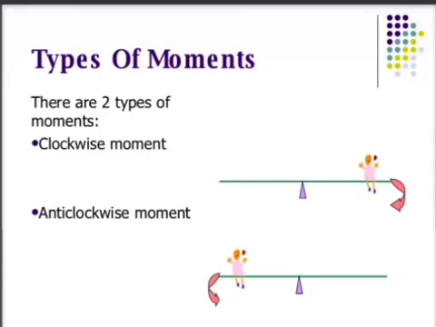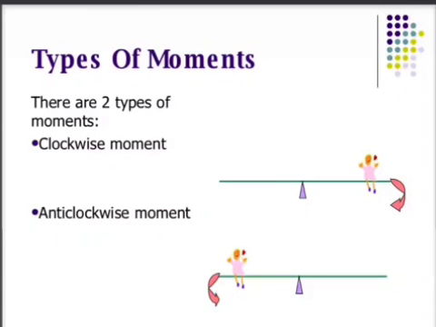There are two types of moments. One is clockwise, the other one is anti-clockwise. First case, always you have to take the moments with respect to the fulcrum. With respect to fulcrum, the person is going down. So it is clockwise moment. It is moving just like clock. With respect to second person, if you see the second example, with respect to fulcrum, he or she is making the anti-clockwise moment. That is opposite of the clock.